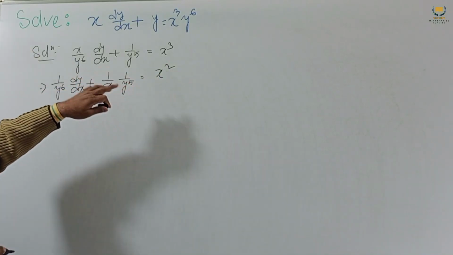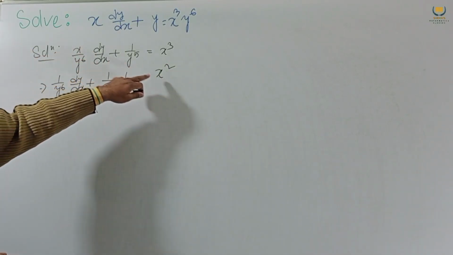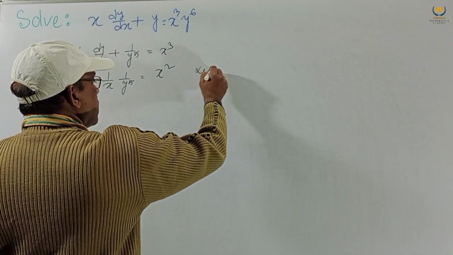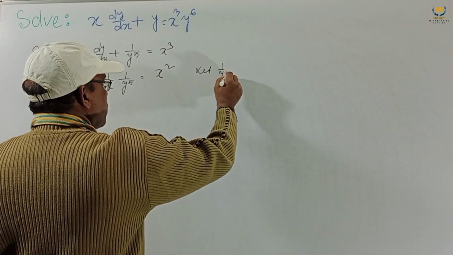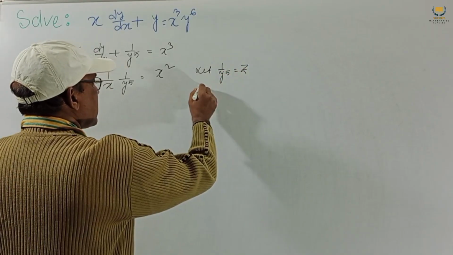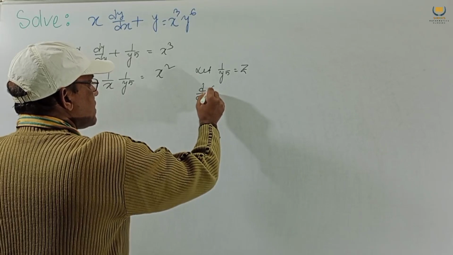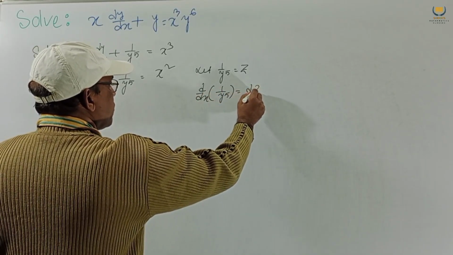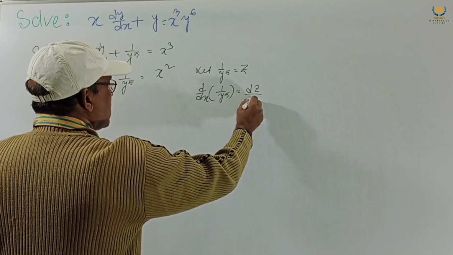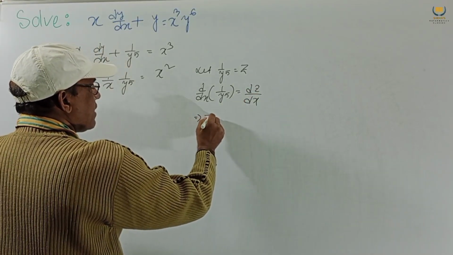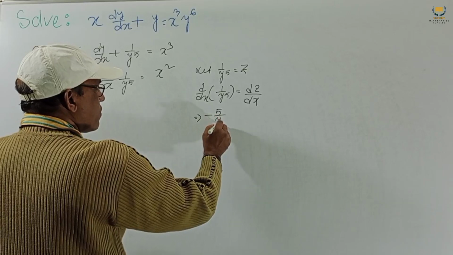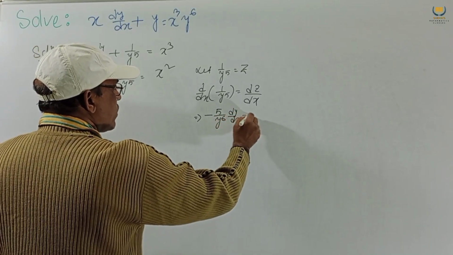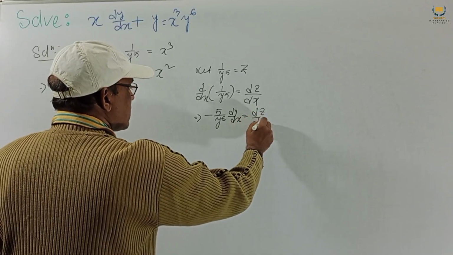If we divide by x, then this x cancels, this is 1 by x, this is x square. So let 1 by y to the power 5 equal z. If we differentiate both sides with respect to x, we get this. And if we write directly, minus 5 by y to the power 6 dy dx, without showing the chain rule, we get this.